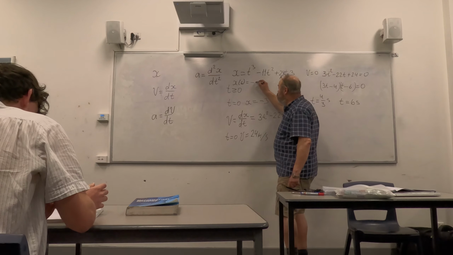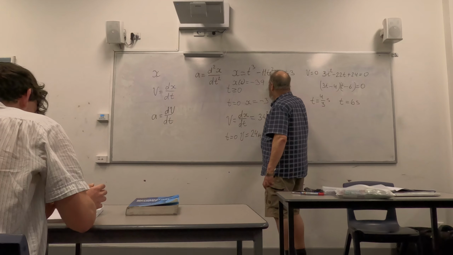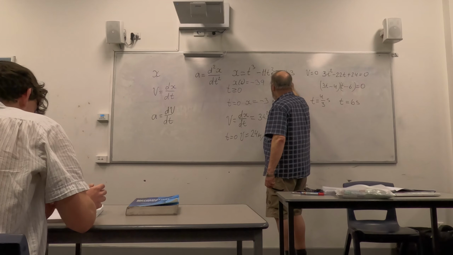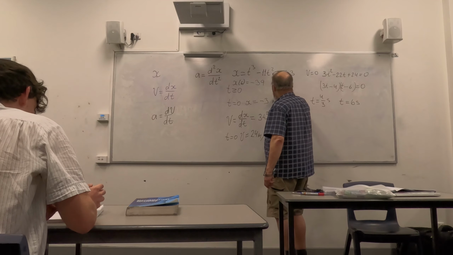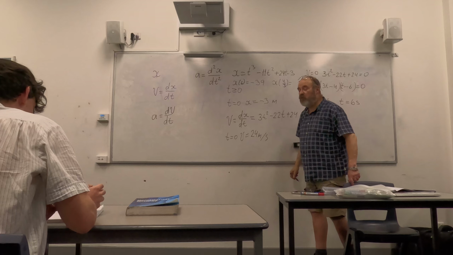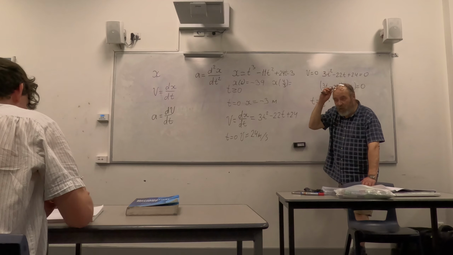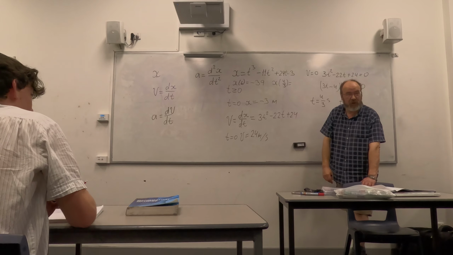x is negative 39. Now what will x be when time equals 4/3, if you substitute 4/3 into the x?